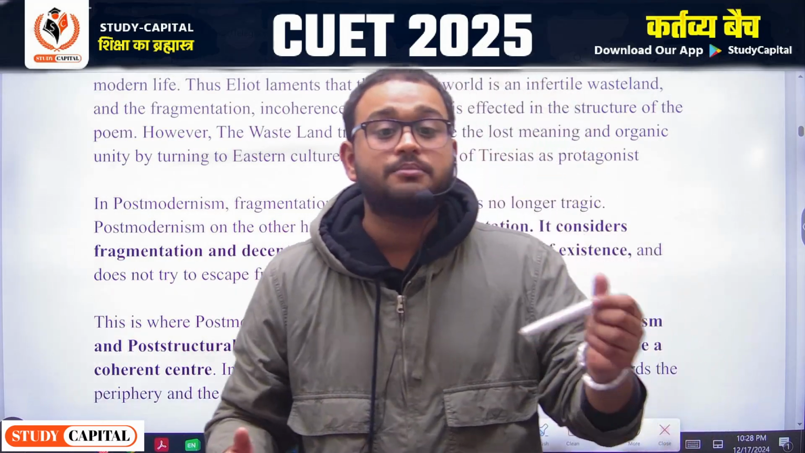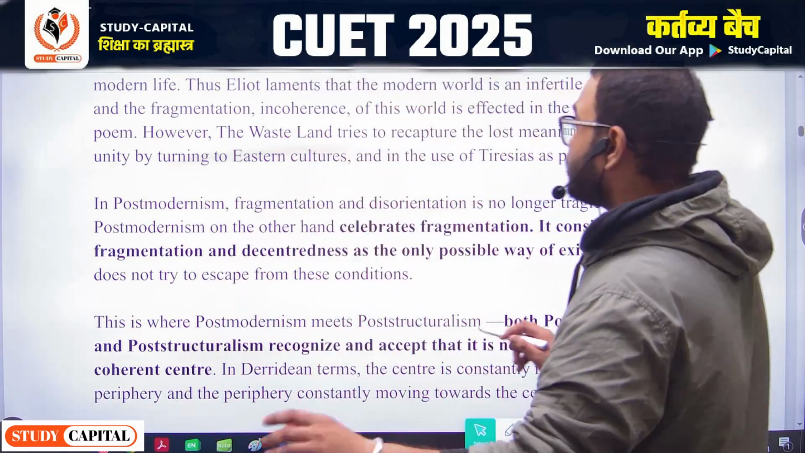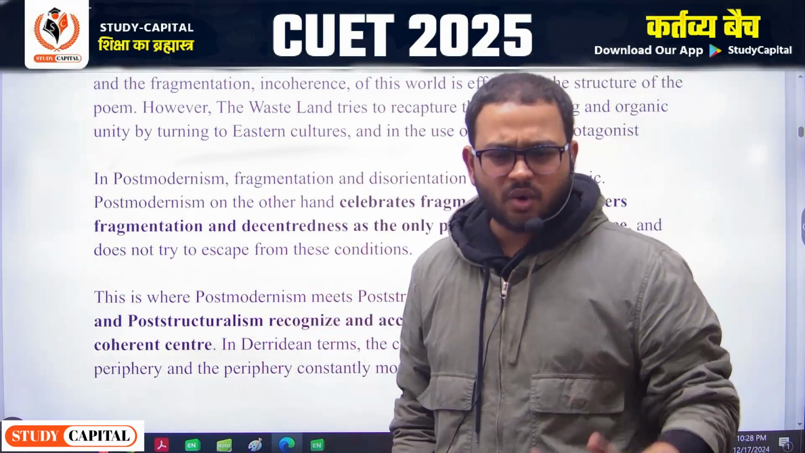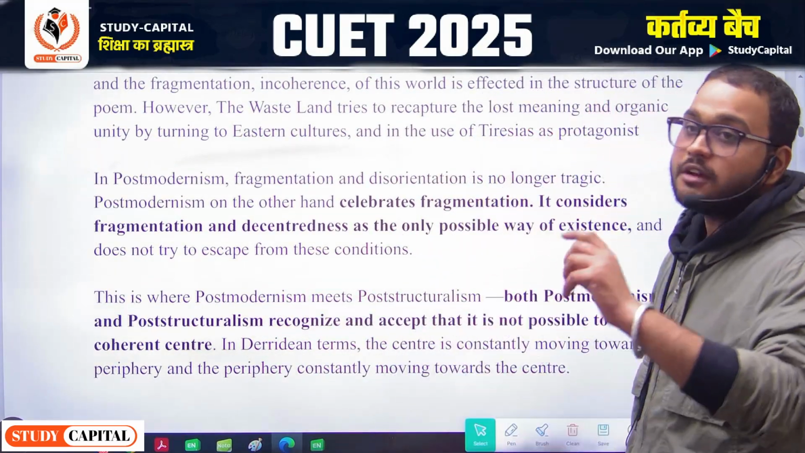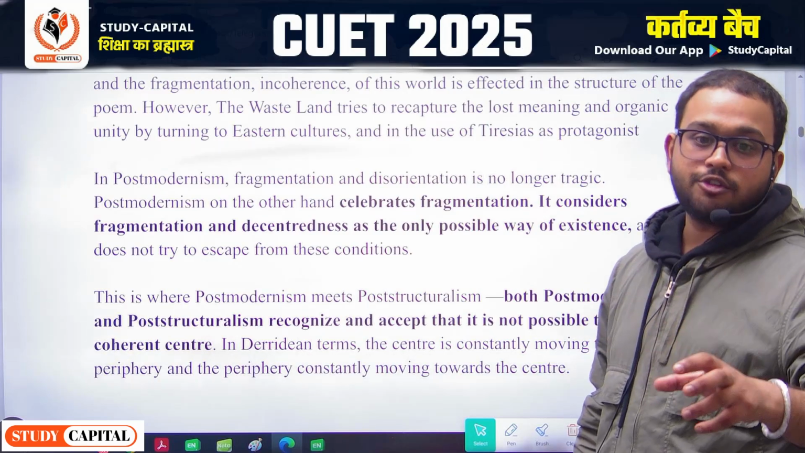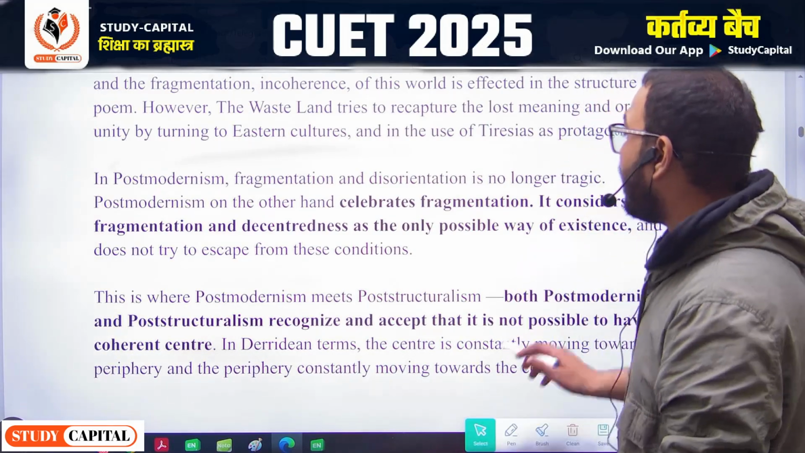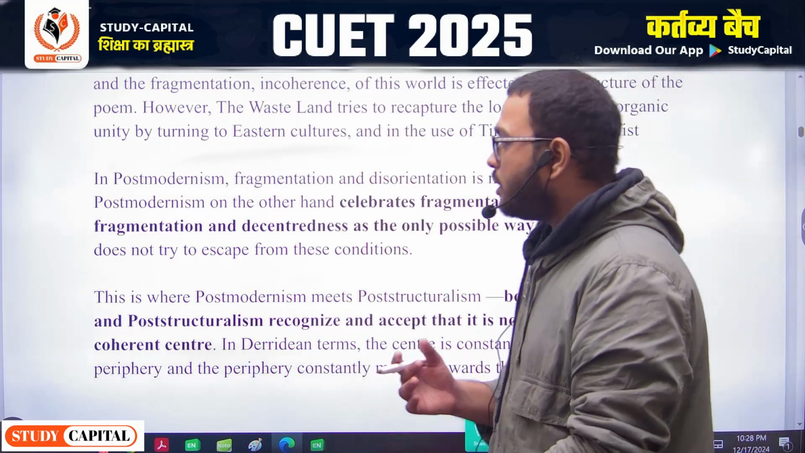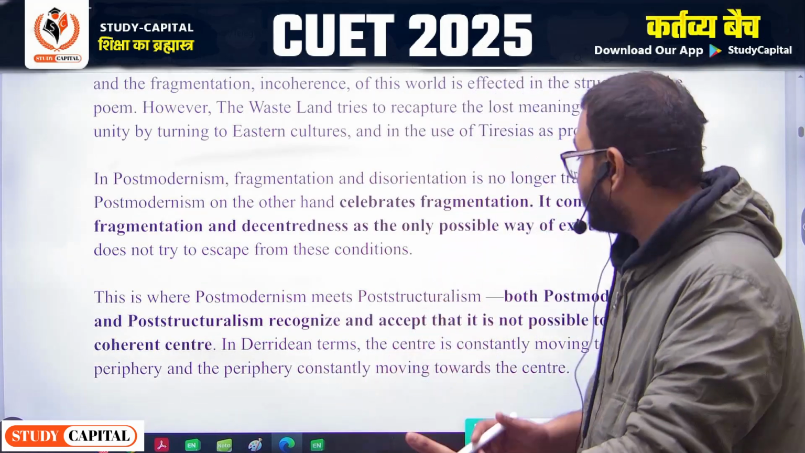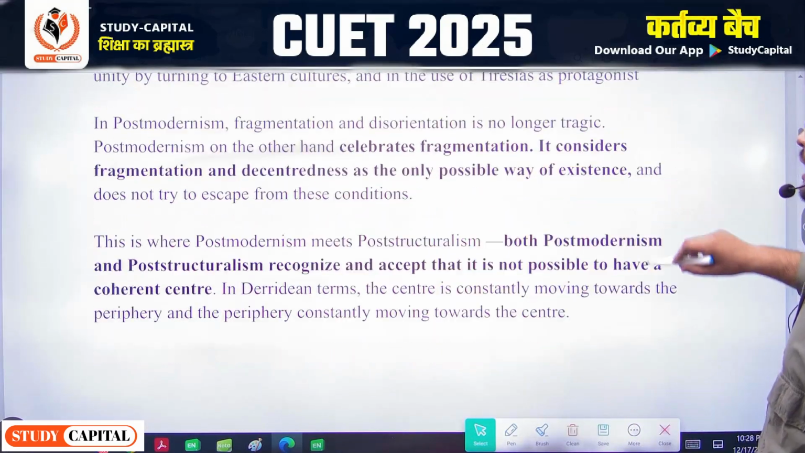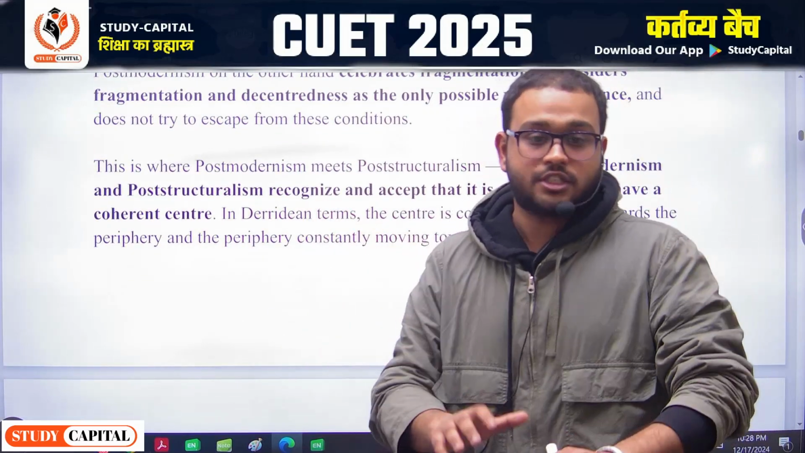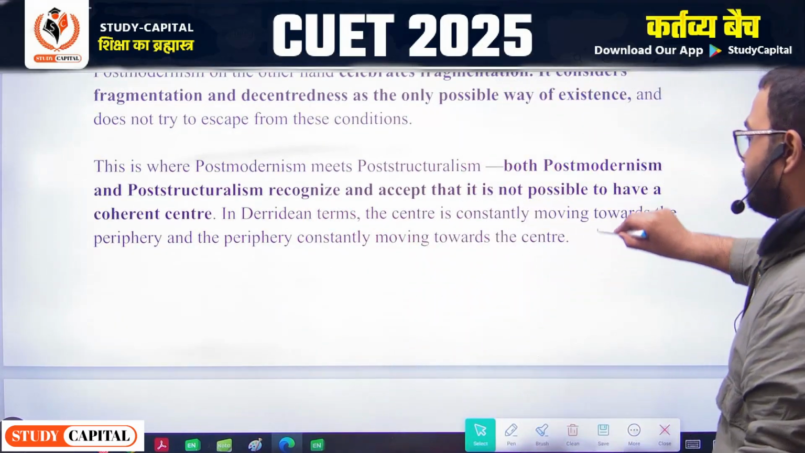If we talk about subjectivity, postmodernism will talk about these things. They will say that fragmentation is the only way of living life. We have seen that fragmentation and the loss of meaning was tragic, but now these writers in postmodernism will try to talk about fragmentation. They will celebrate this thing. And that is the point where we see postmodernism meets post-structuralism, which we'll cover in our next video.